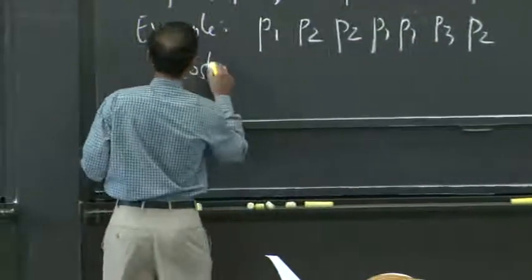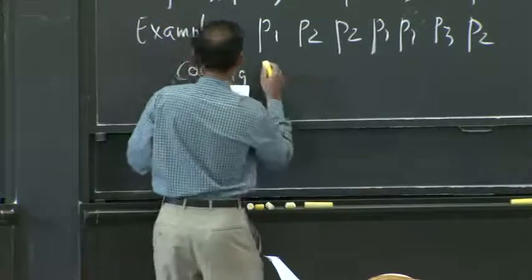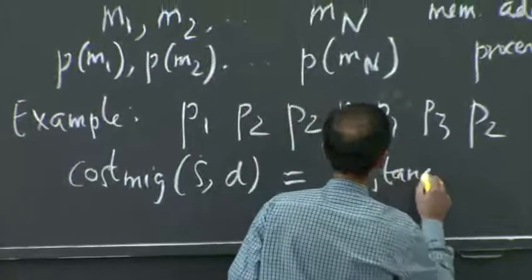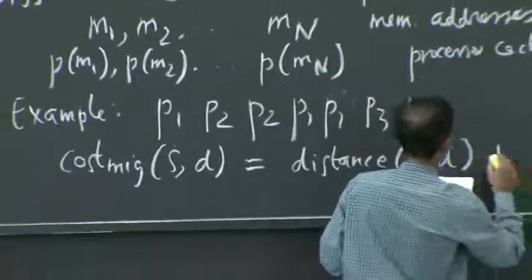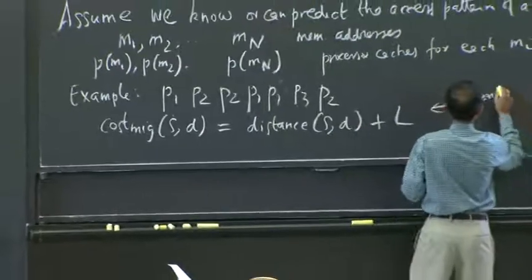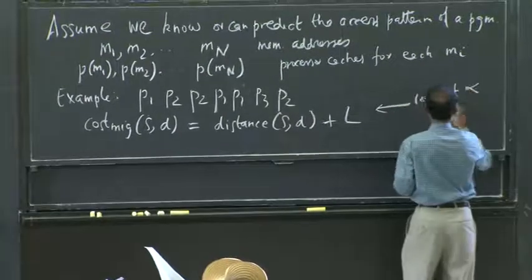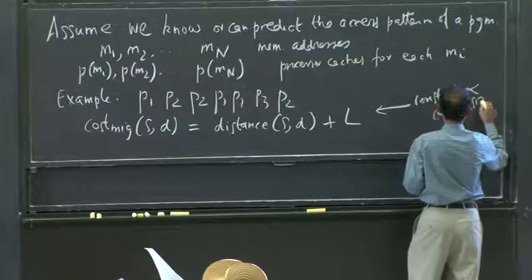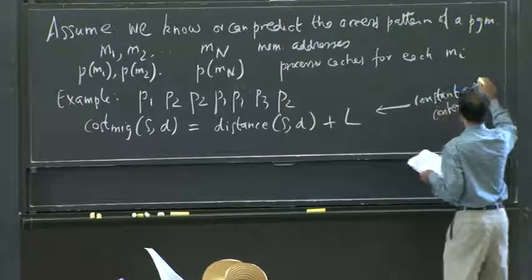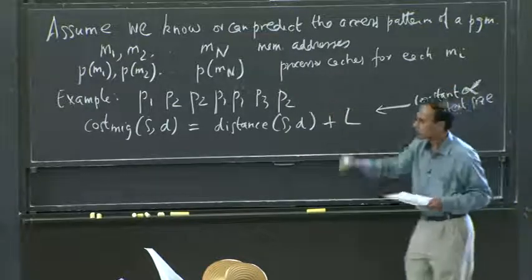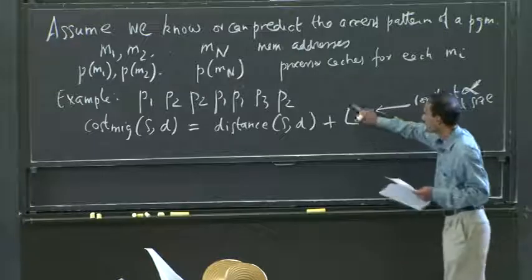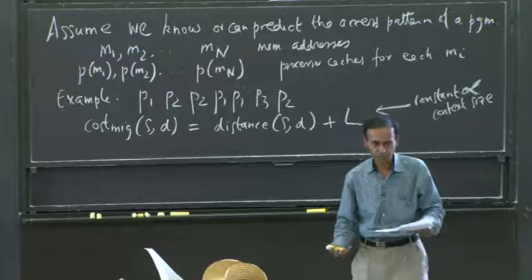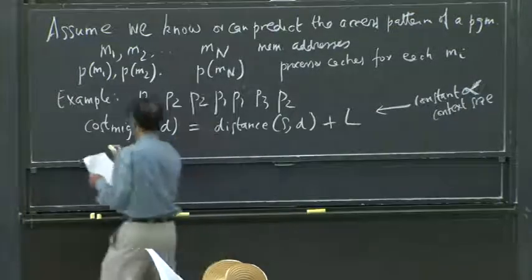And we can think about the cost of migration as if you want to go from S to D as being a function of the distance, S comma D, plus some constant which is proportional to the context size. And that context size, we're going to assume, is fixed for a particular architecture. It may change for different architectures, but if it's a few kilobits, then there's going to be some overhead associated with putting the context onto the network, and it's a sizable overhead that needs to be taken into account. That's the cost of migration.